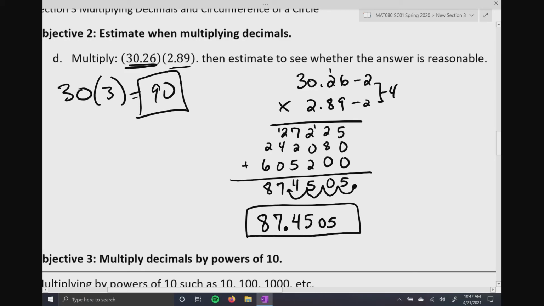90 was my estimated answer. Am I pretty close to 90? Yes or no? Yes, I think so. I'm only off by 3, roughly. Okay? So that's all they want you to do when they ask you to estimate to see whether the answer is reasonable. Remember, estimation is just a really good guess. Are there any questions?